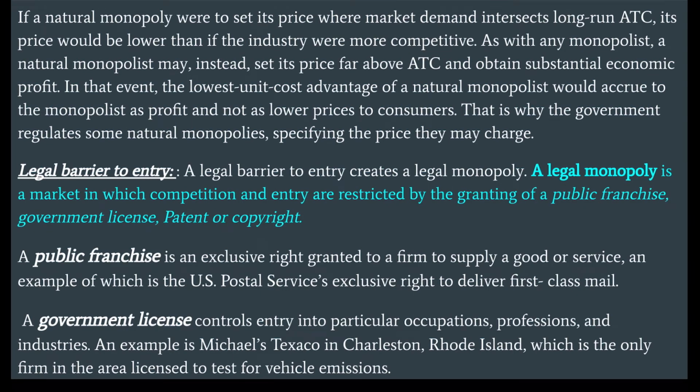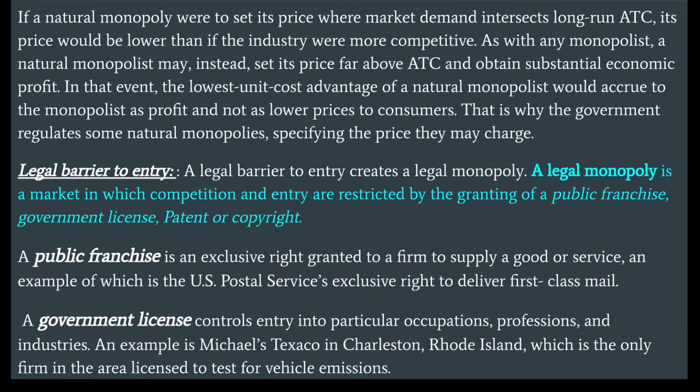If a natural monopoly were to set its price where market demand intersects long-run ATC, its price would be lower than if the industry were more competitive. As with any monopolist, a natural monopolist may instead set its price far above ATC and obtain substantial economic profit. In that event, the lowest unit cost advantage of a natural monopolist would accrue to the monopolist as profit and not as lower prices to consumers. That is why the government regulates some natural monopolies, specifying the price they may charge.